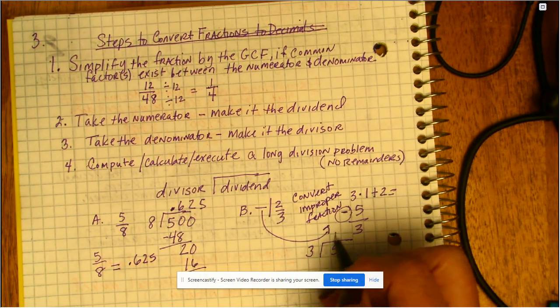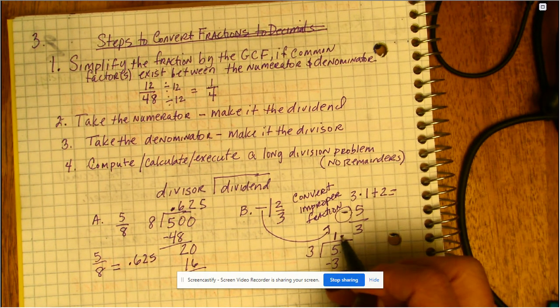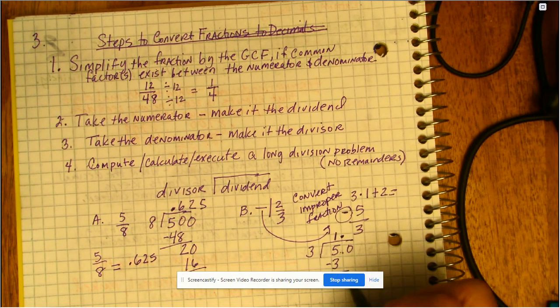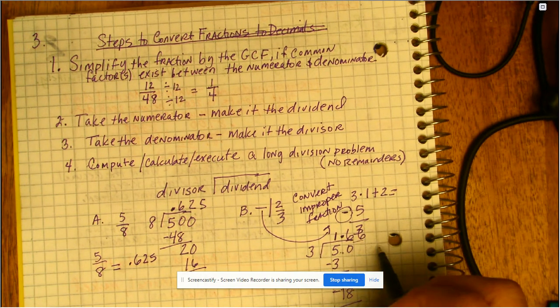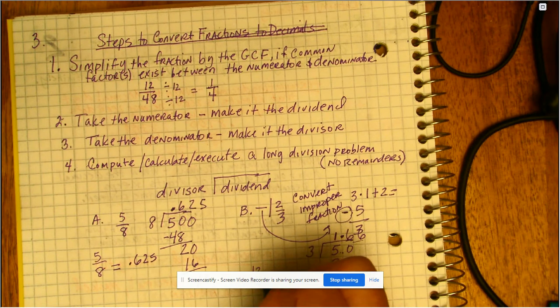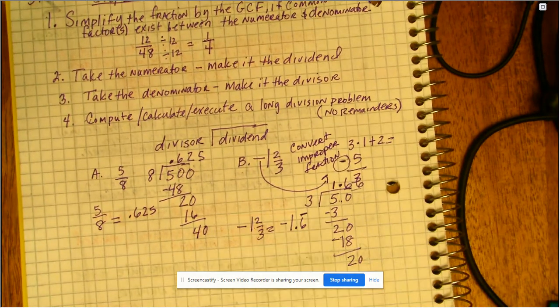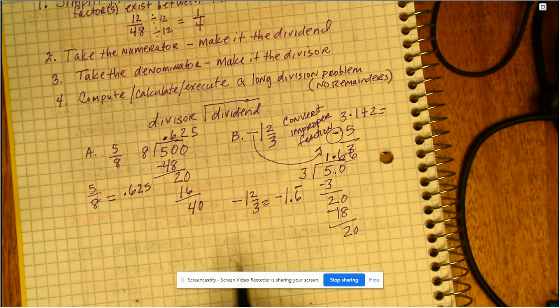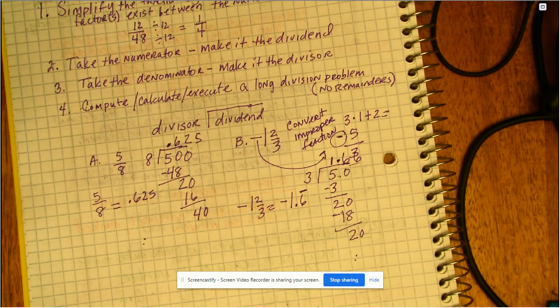So 3 does go into 5 one time, bringing down 3, leaving me with 2. Here's where I'm going to add in the decimal and add that 0. 3 goes into 20 6 times, so minus 18. I'm left with another 2, bring down another 0, 6 times, and I start to see that that's going to repeat. So in other words, -1 2/3 is equivalent to -1.6 with a bar notation. So those are two examples. This one we completed a terminating decimal. This one we completed a non-terminating decimal.